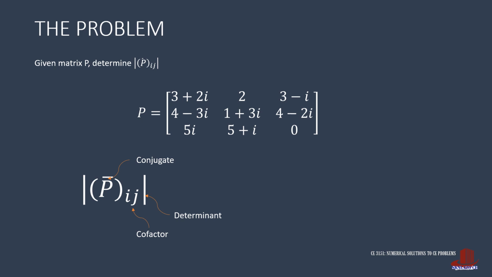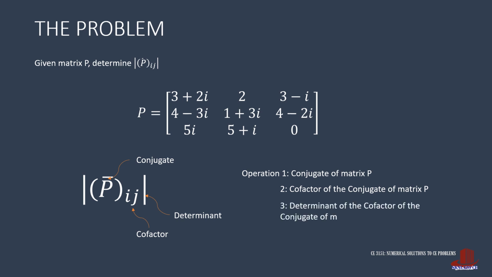The order of operations then starts with taking the conjugate of matrix P. Next is the cofactor of the conjugate of matrix P. Then, the last operation is taking the determinant of the cofactor of the conjugate of matrix P.